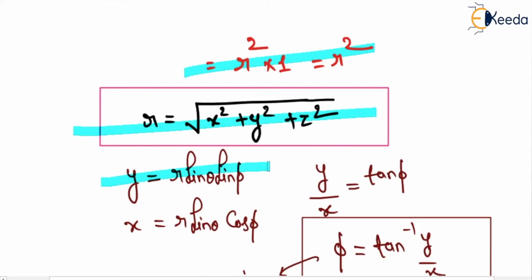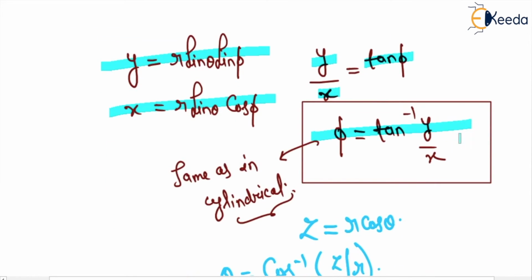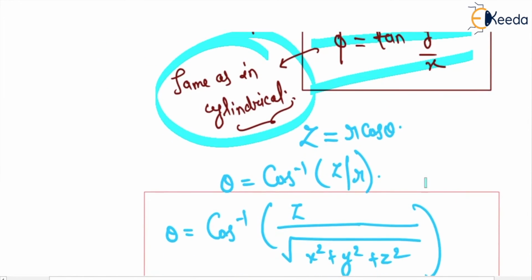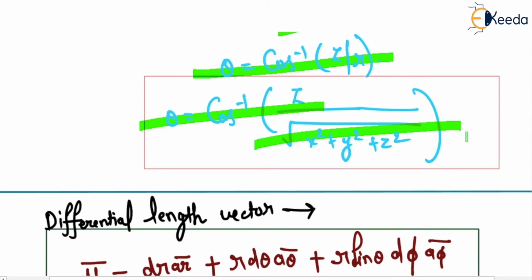The value of y is equal to r sin theta sin phi, and the value of x is equal to r sin theta cos phi. When we divide these two, y by x is equal to tan phi, and the value of phi is tan inverse of y by x, which is the same as in the cylindrical coordinate system. The value of z is equal to r cos theta, so theta is cos inverse of z by r, so the value of theta is cos inverse of z by the square root of x square plus y square plus z square.